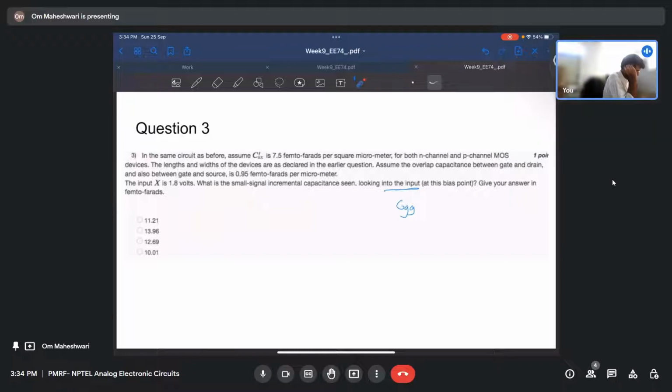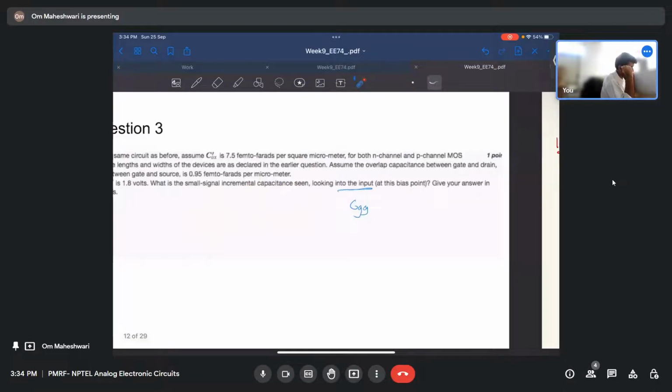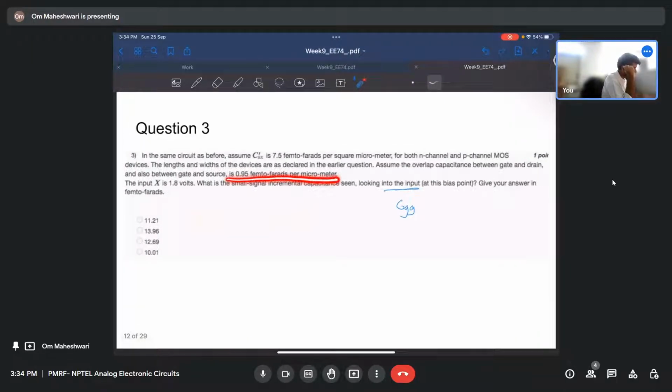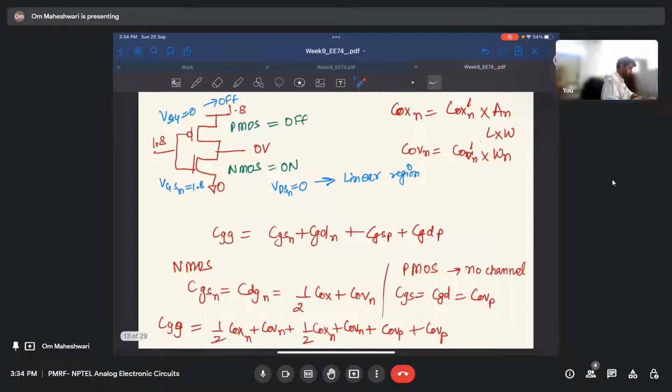Check. Yeah, per micrometer, not per square micrometer. So that is why we will just multiply this by width, and this we will multiply with length and width both. So is this question clear? Sir, what is the difference between COX prime and COX? So COX prime is per unit area, and COX is when we have multiplied it by area.